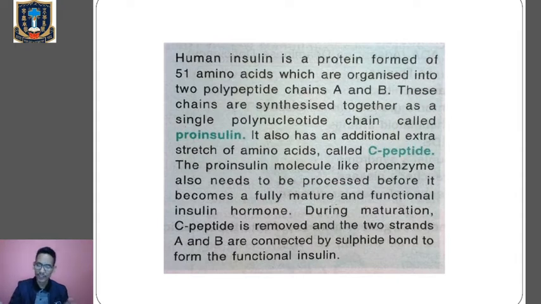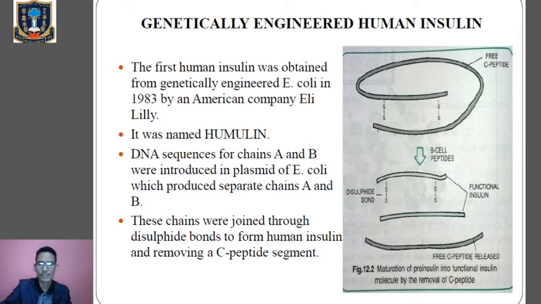Clear? Okay, now let's go back to the production of genetically engineered human insulin. So I have told you that insulin is mainly used for the treatment of diabetes mellitus.